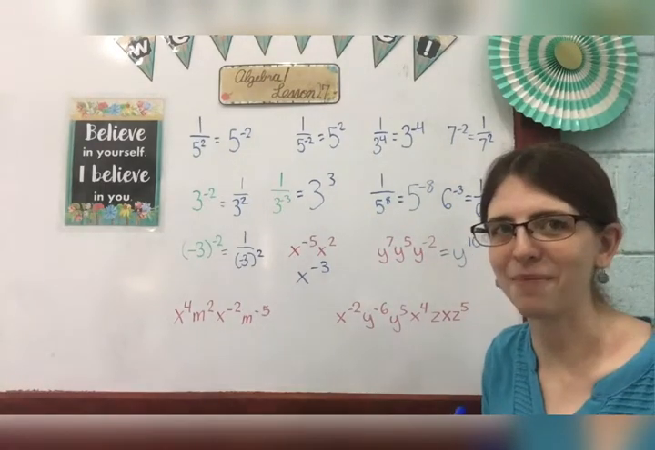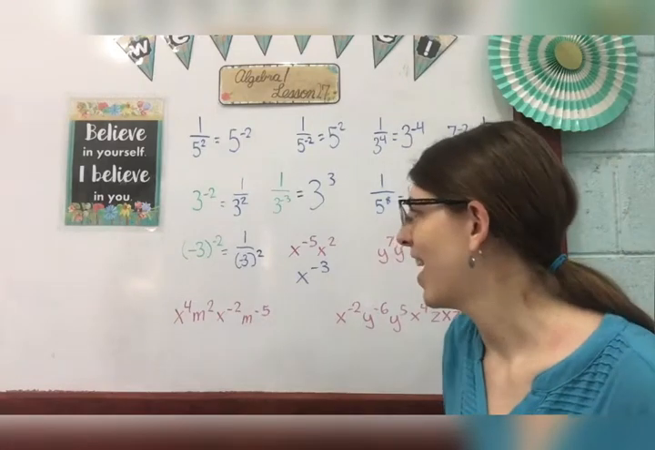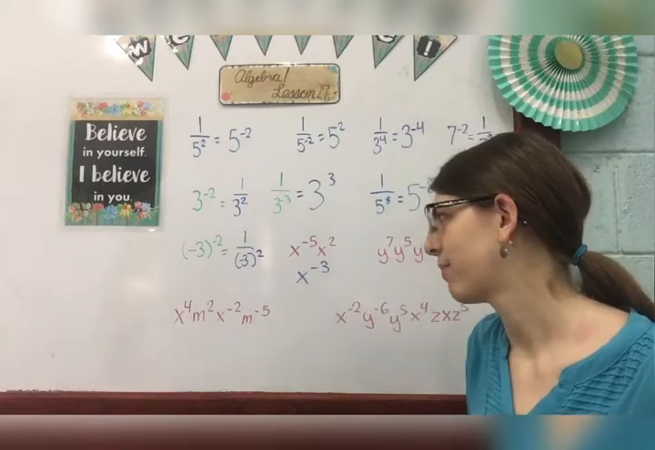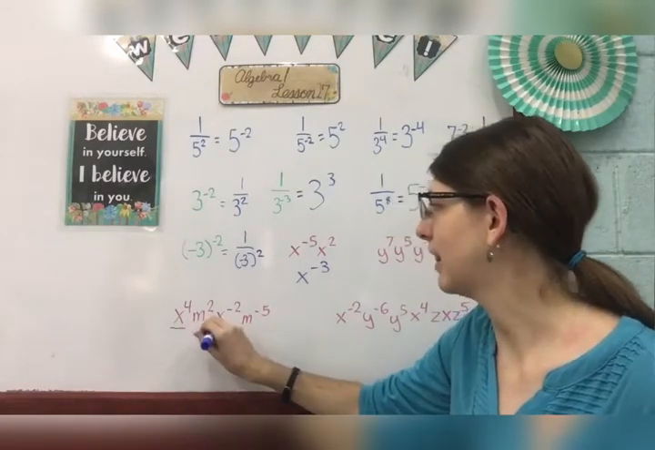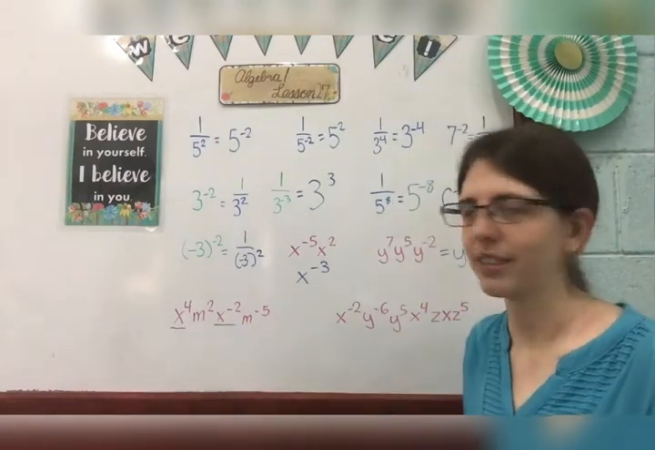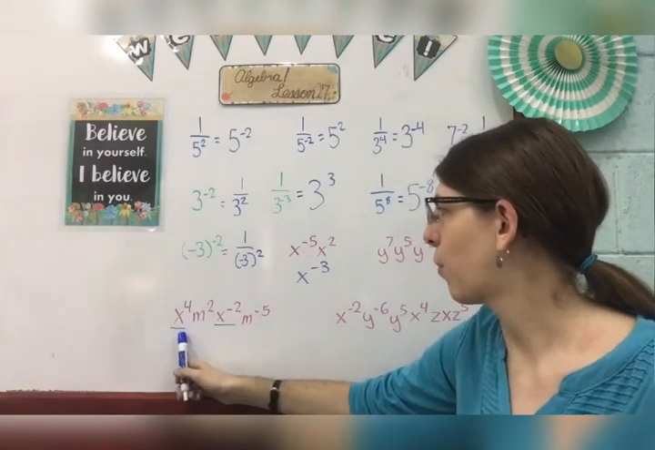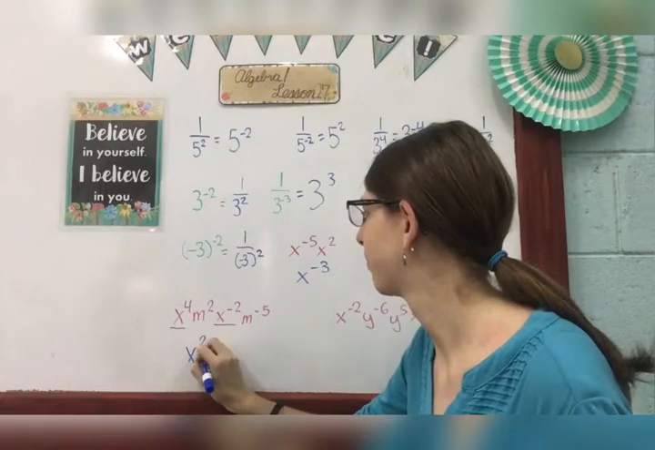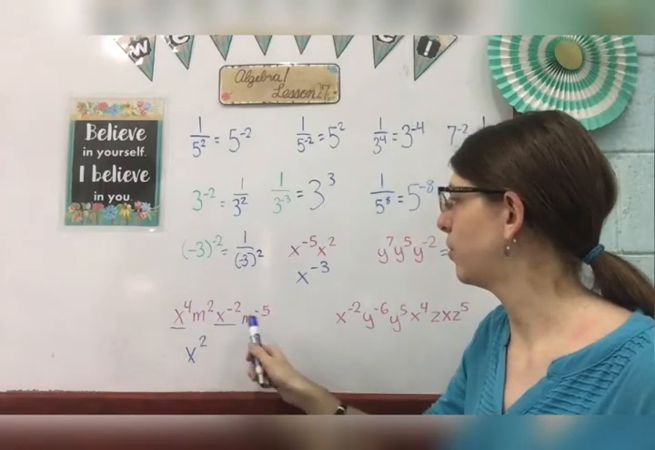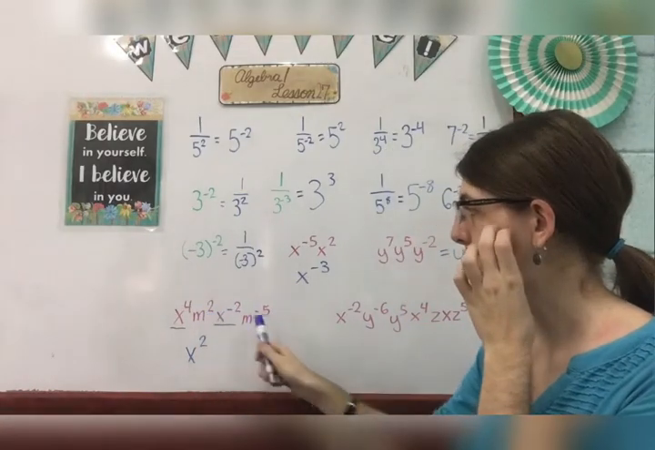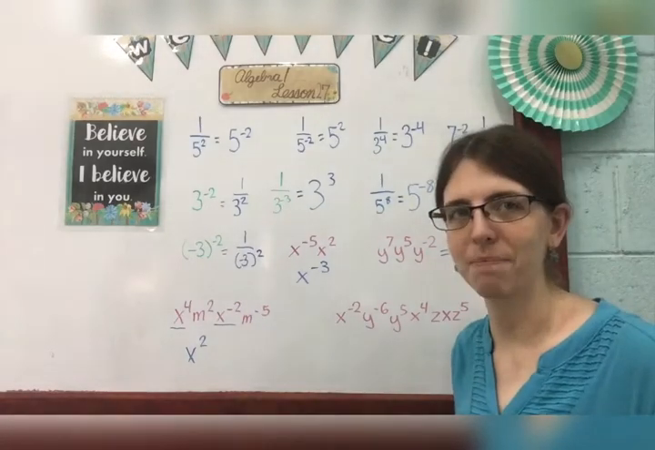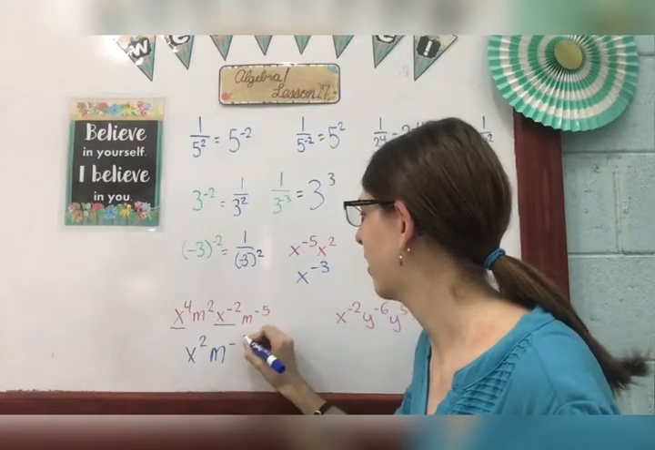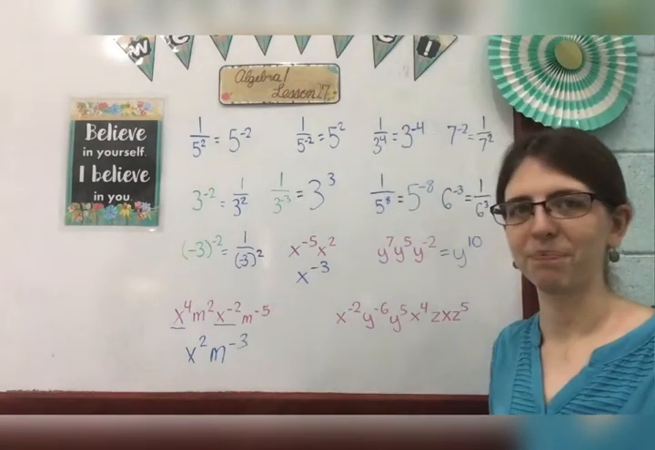Really, really easy, right? Okay, let's do the next one. x to the 4, m to the 2, x to the negative 2, m to the negative 5. So I need to make sure I combine my like variables. So I have 4 minus 2 leaves me with x squared, and m, 2 minus 5 gives me negative 3. So it would be x squared and m to the negative 3.